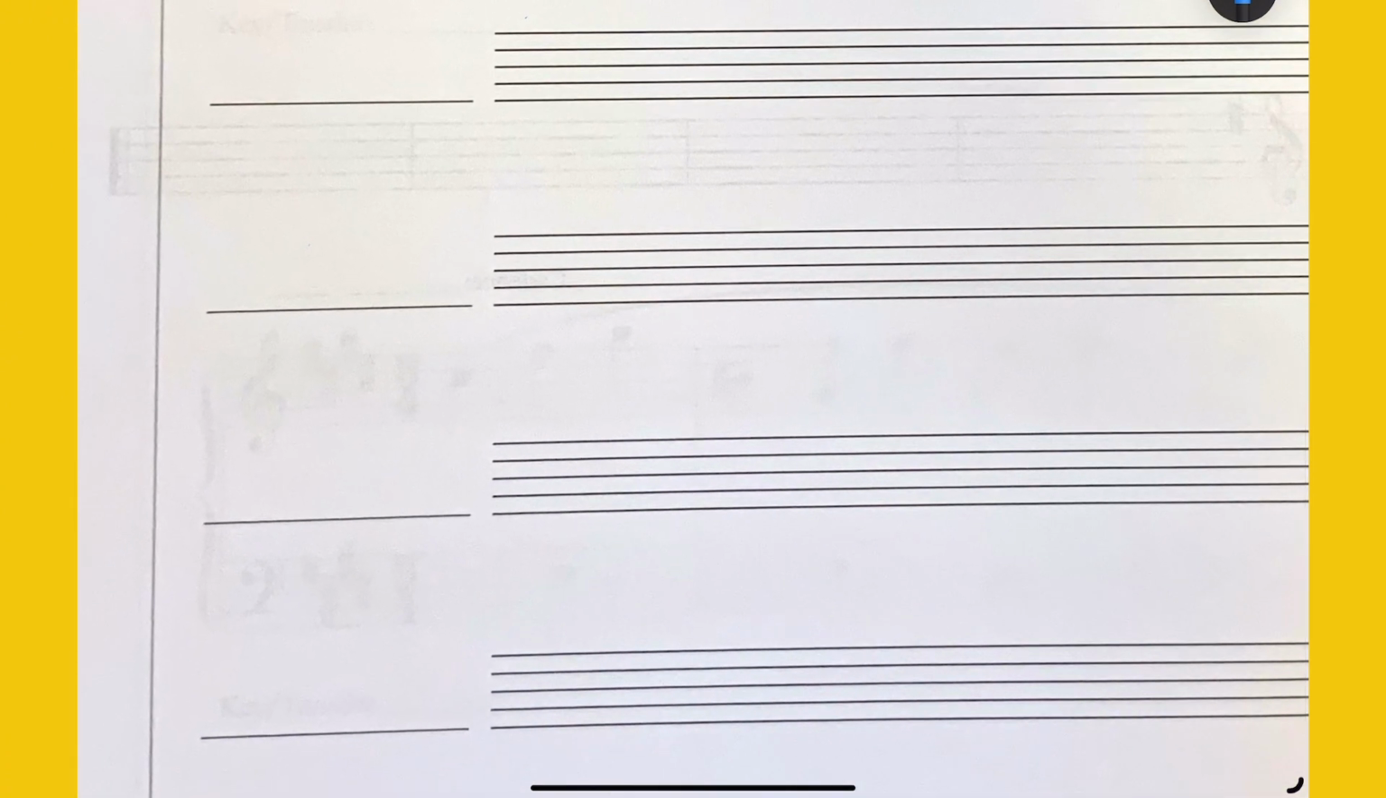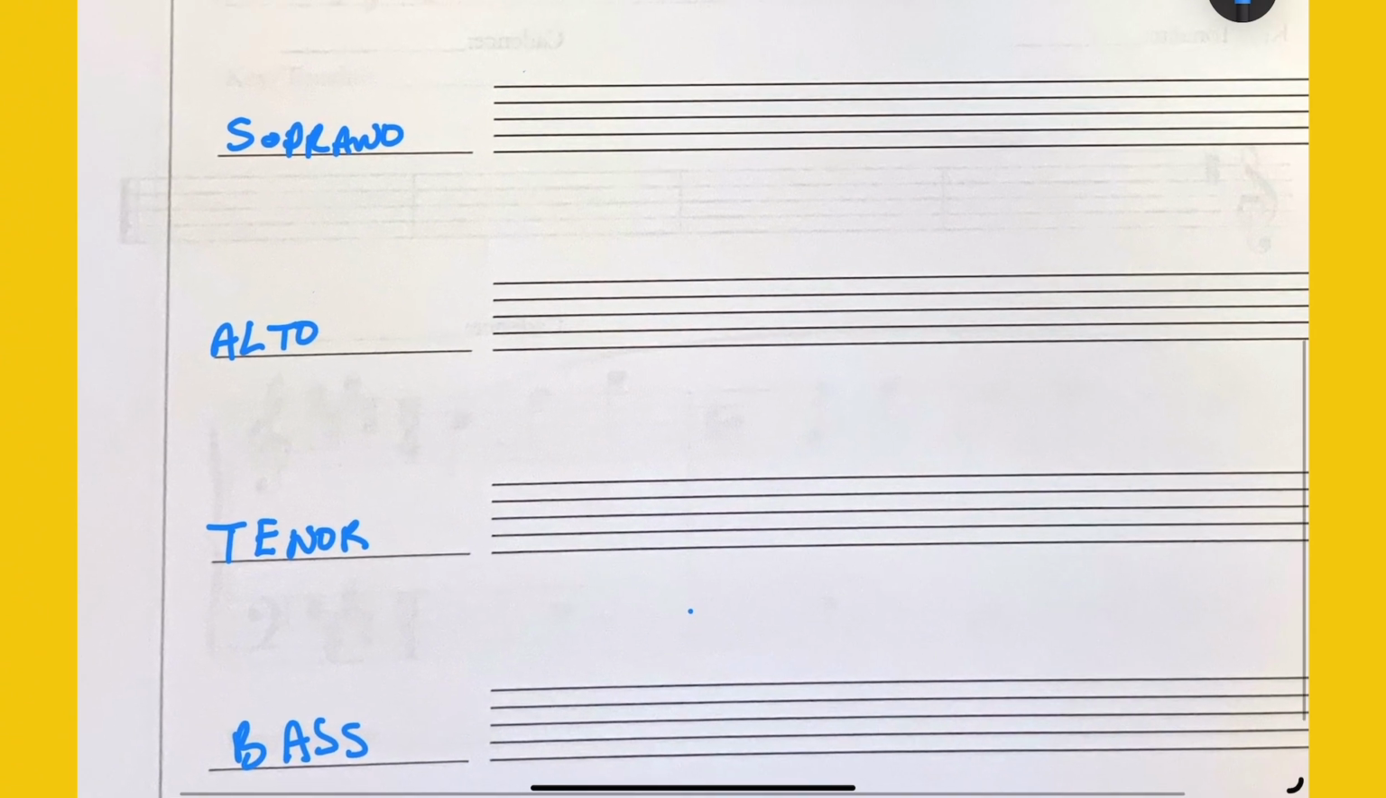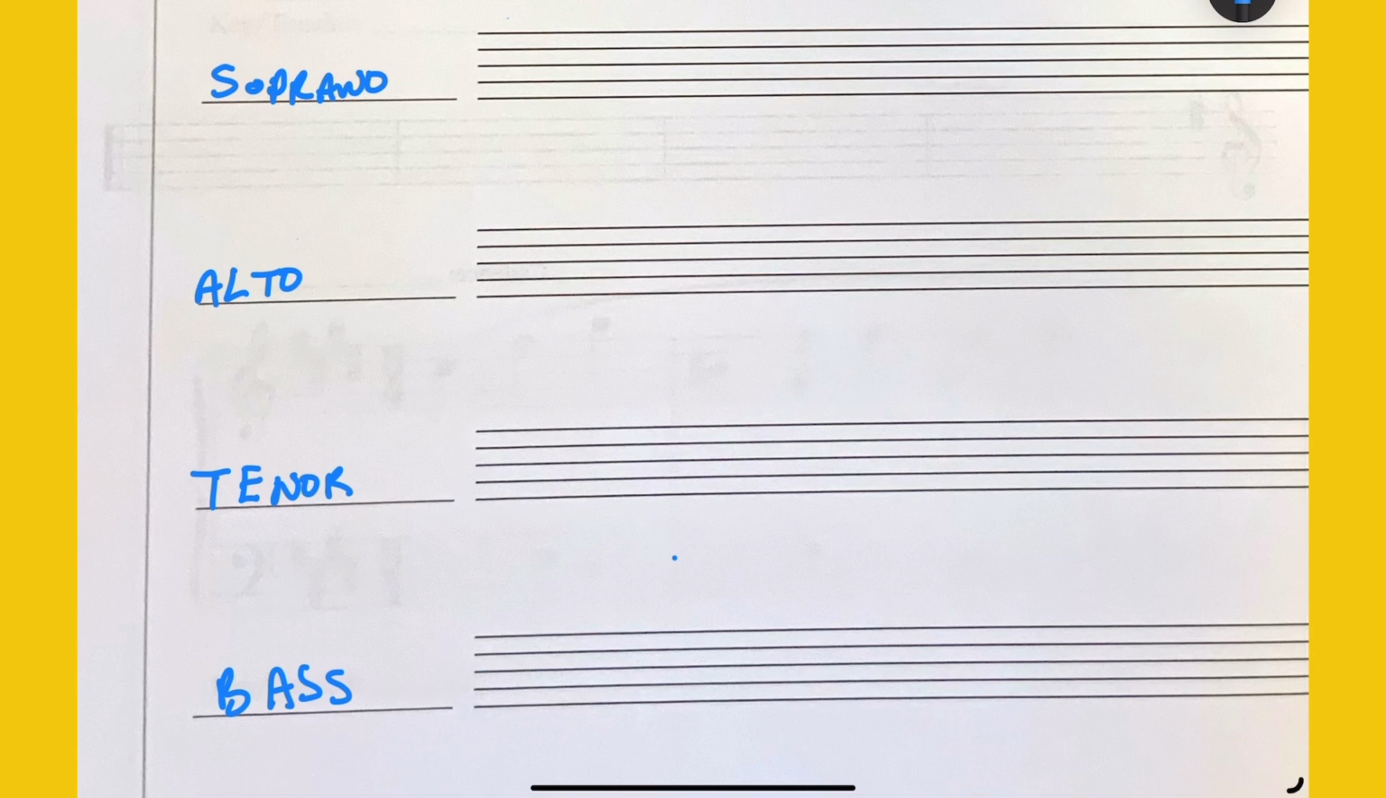We have soprano, alto, tenor, and bass. And then let's see if we can quickly draw in the brace that comes all the way down. I'm going to try to keep it as straight as possible. I'm going to use a little bit of a ruler. And it goes up and up.